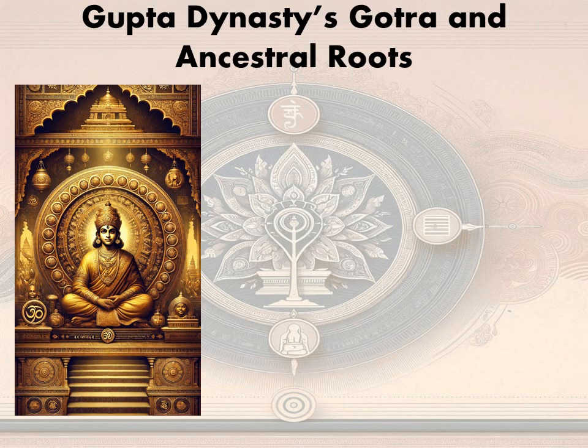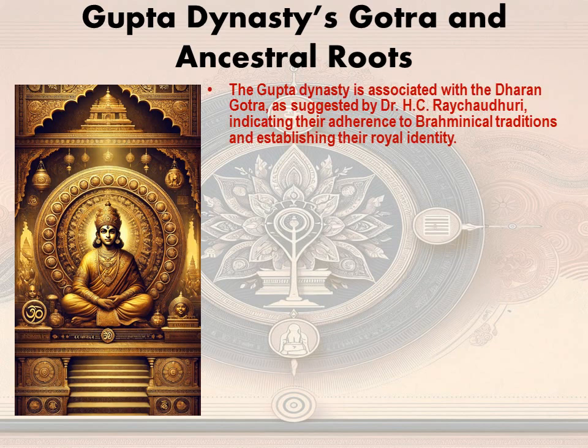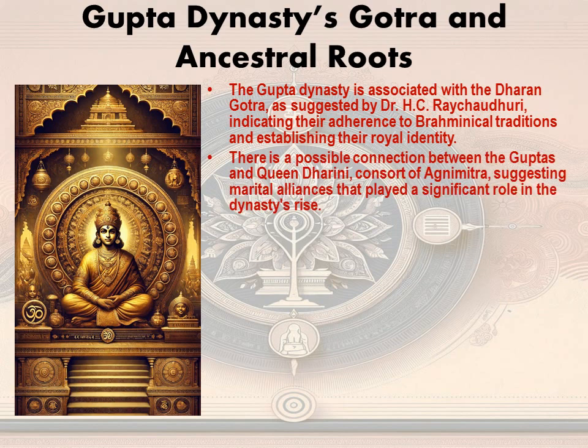Gupta dynasty's Gotra and ancient roots. What was the Gotra of the Gupta dynasty and what was their lineage according to ancient history? The Gupta dynasty is associated with the Dharana Gotra, as suggested by Dr. H.C. Raychaudhuri, indicating their adherence to Brahmanical traditions and establishing their royal identity. So, the basis of their royal identity is that they came from the Dharana Gotra, and their adherence was towards the Hindu Brahmanical traditions.